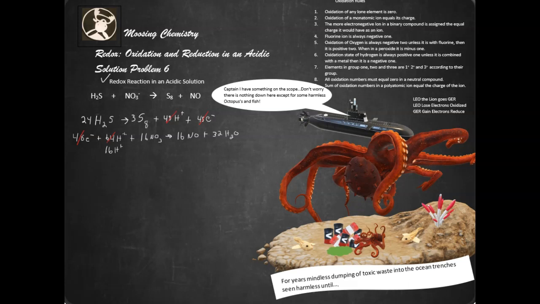Now we're going to combine everything together. So we get 16 hydrogens plus 24 H2S plus 16 NO3 minus yields 3 S8 plus 16 NOs plus 32 H2O. Well, this was quite a problem, wasn't it?